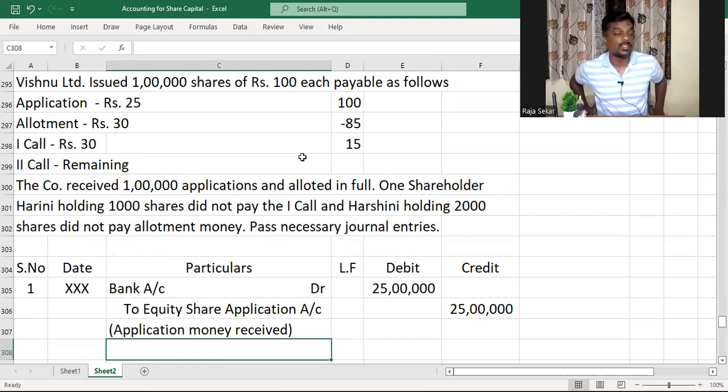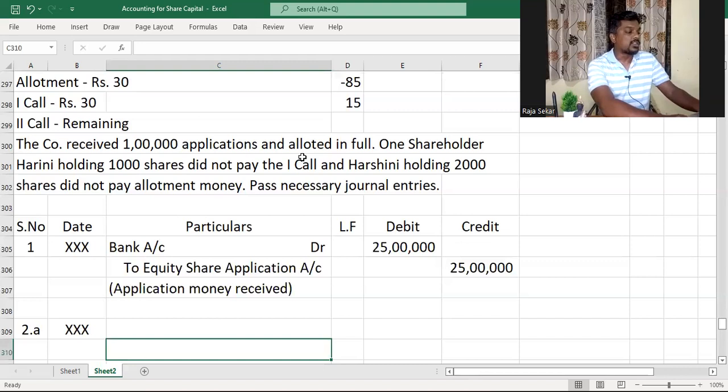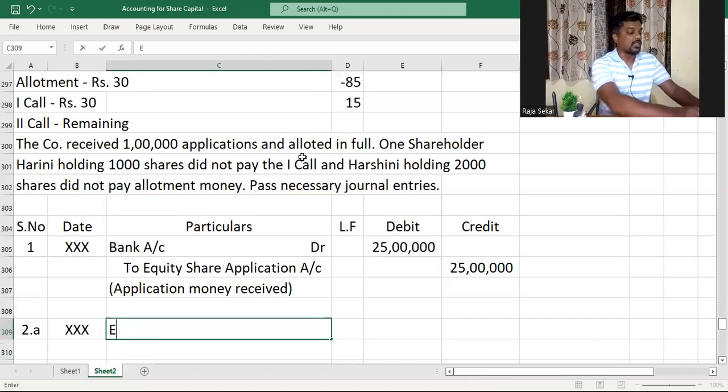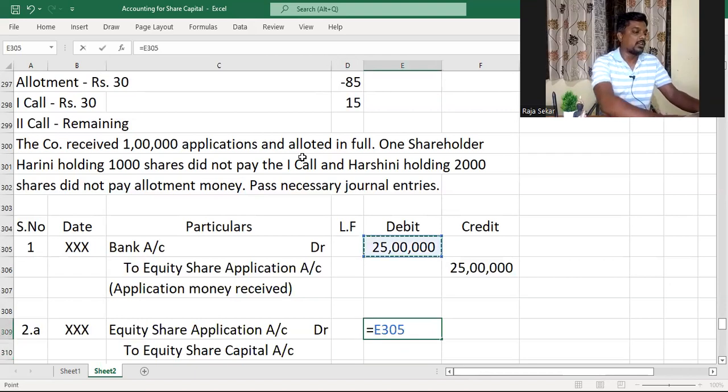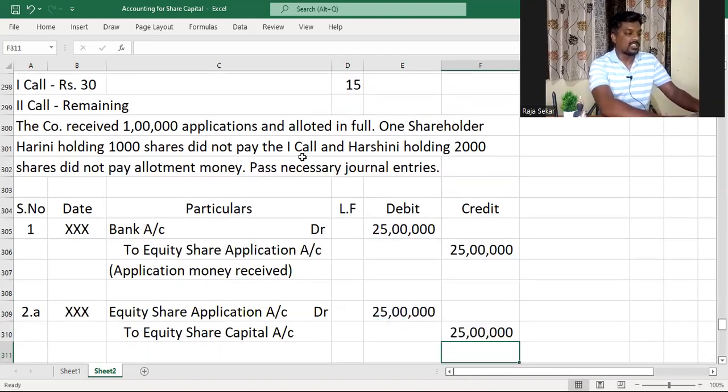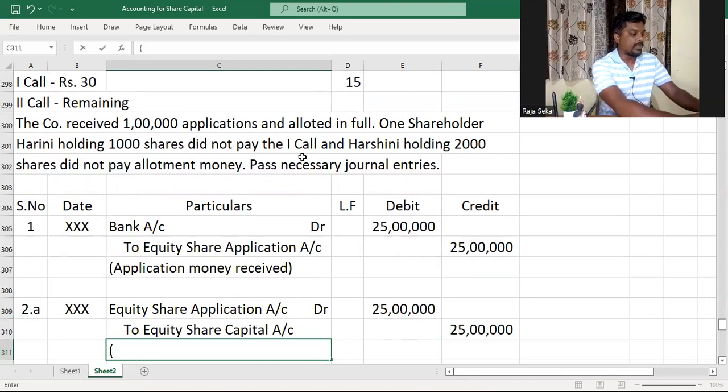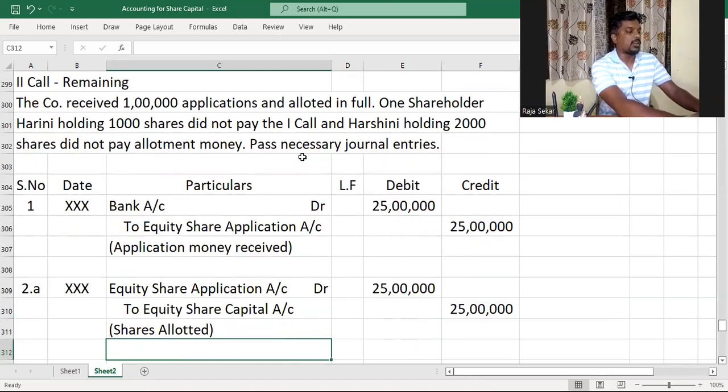The next transaction would be, we need to check if there is any rejection in this question. There is no rejection. So it's allotment, and the first transaction is transferring equity share application money to equity share capital account, as all the applicants have now become shareholders. So equity share capital account, and that will be the entire amount, because we didn't receive anything extra. So shares allotted.